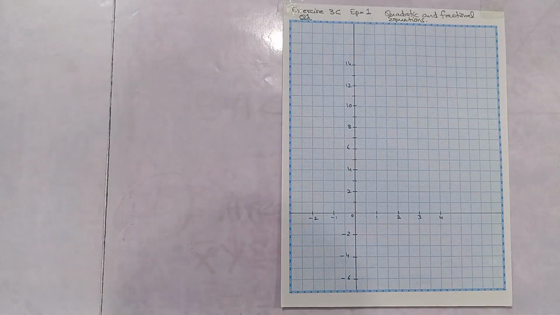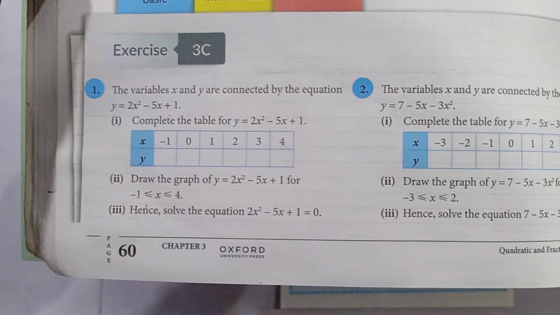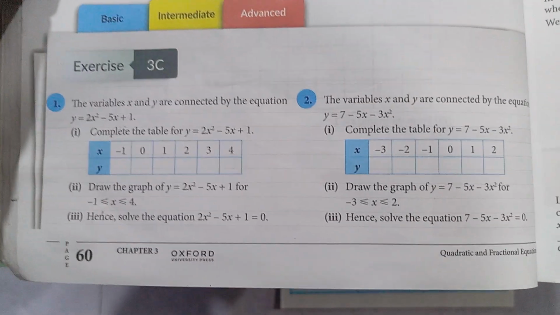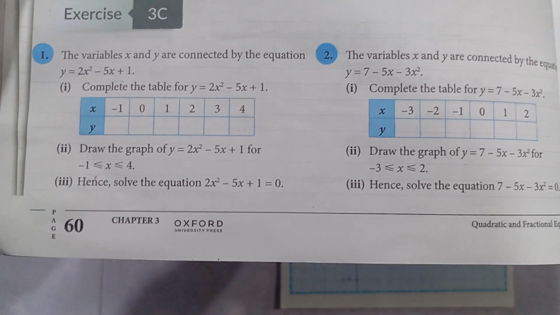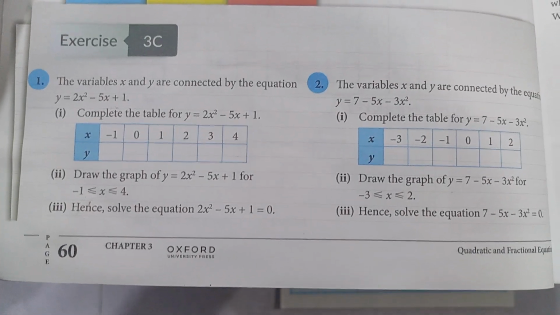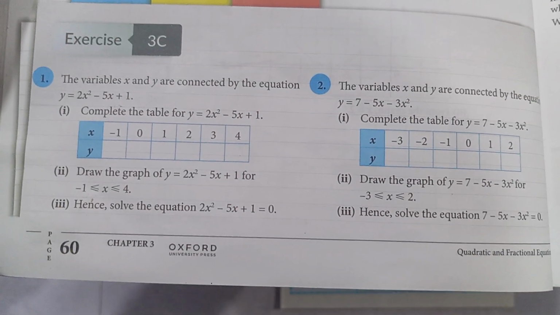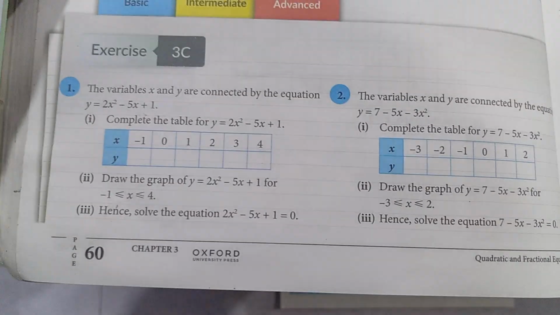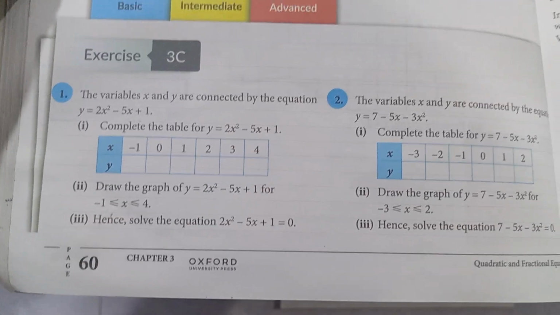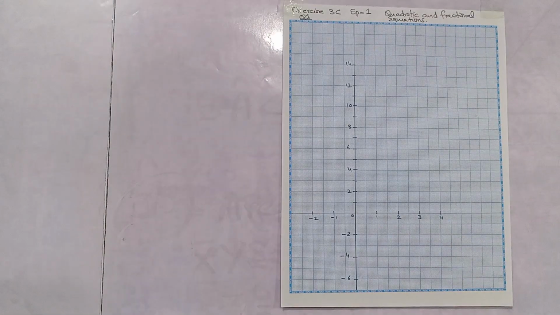In this series of my videos, I'm going to work on the graphs of quadratic equations. For this purpose, we have started working on exercise 3C, question number 1. The variables x and y are connected by the equation y equals 2x squared minus 5x plus 1. Complete the table from x equals minus 1 to 4, draw the graph of y equals 2x squared minus 5x plus 1 for x from minus 1 to 4, and hence solve the equation.